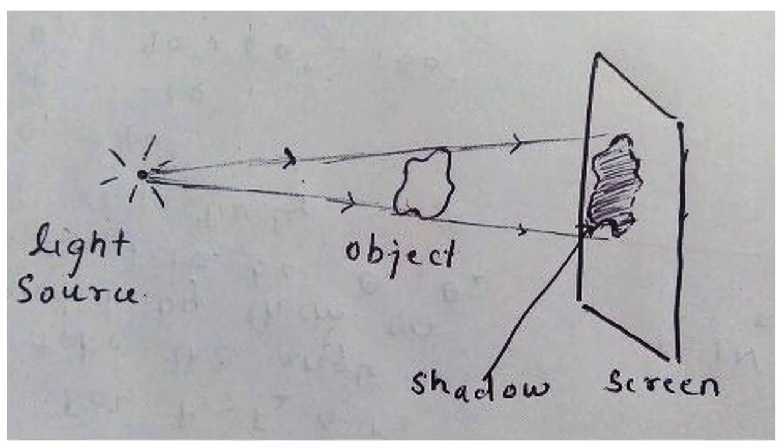From this diagram, we can see the correct alignment which is required for the formation of shadow. Here, at one side, there is a source of light. On the other side, there is a screen. The object can be placed anywhere in between the source of light and the screen for the formation of shadow. However, to obtain a dark patch, the object should be an opaque object.